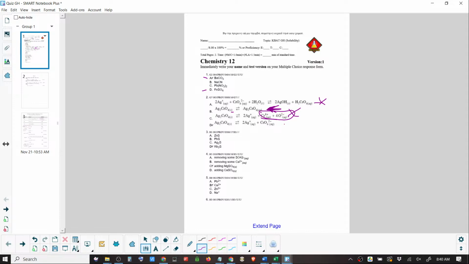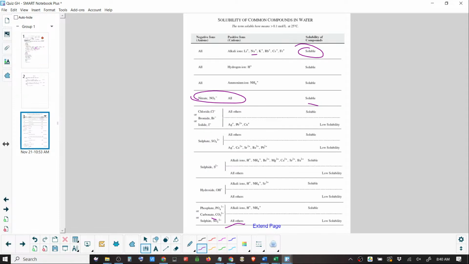Question number 3. D looks a little tricky. Rb2S. You probably haven't seen rubidium that often. Rubidium is one of your alkali ions, so it's soluble with everything.